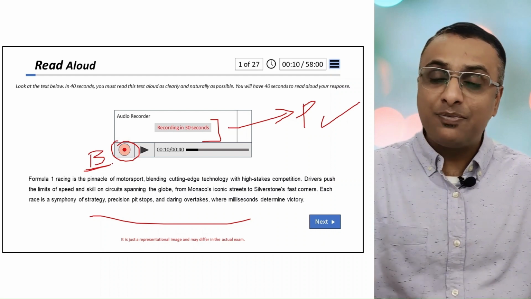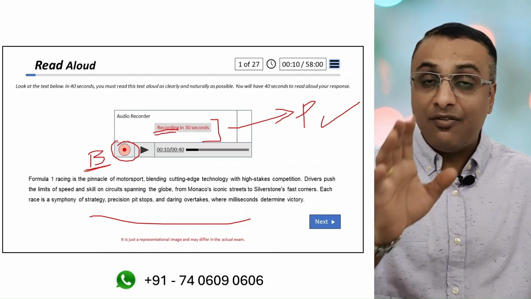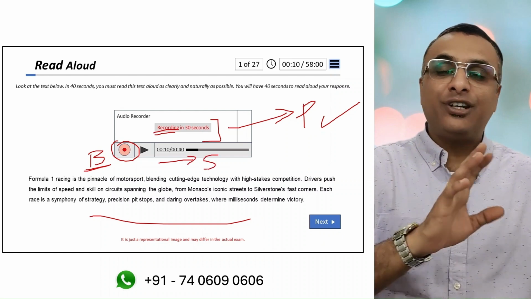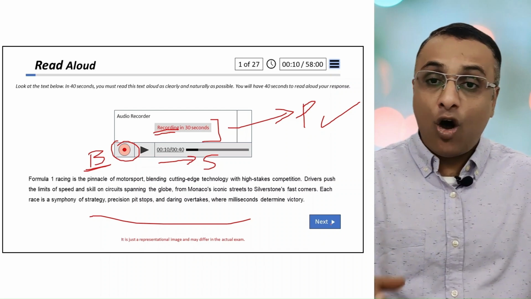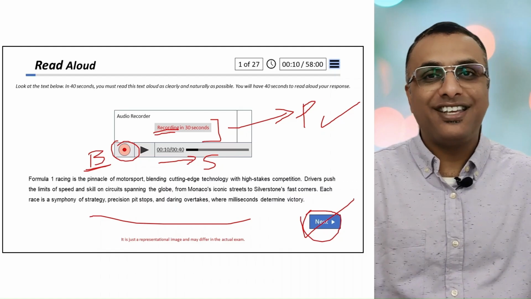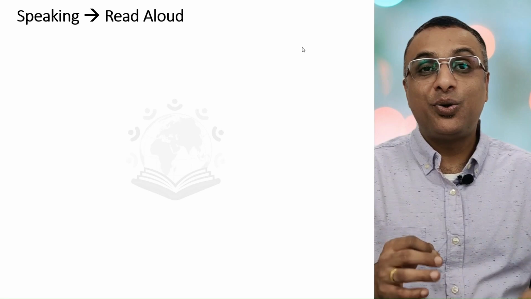Once this beep sound goes off, then it says recording. Only when it says recording, you will have to start speaking. You will get 40 seconds of recording time. Once you complete giving your response or reading this paragraph, go ahead and click next for your next question in the exam. Now let's understand the skills assessed as per PTE scoring guidelines.